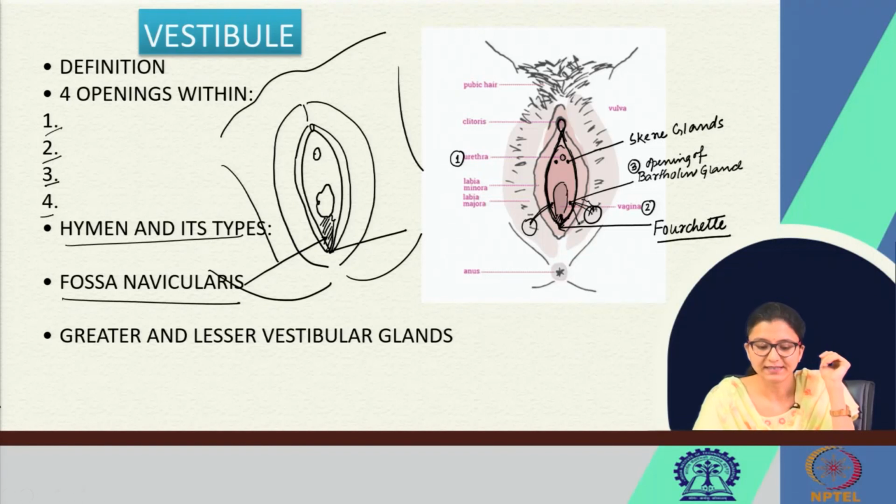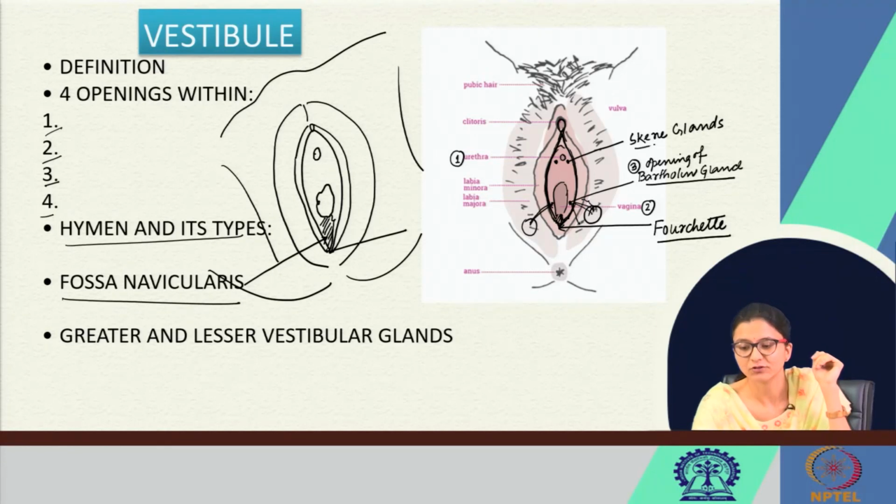And there are the lesser and greater vestibular glands. We have already talked about them. The Bartholin gland is also known as the greater vestibular gland and the Skene gland is also known as the lesser vestibular gland. These openings of these glands are in the vestibule, they drain into the vestibule.